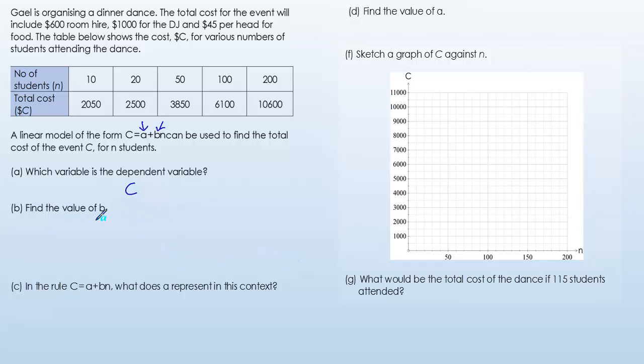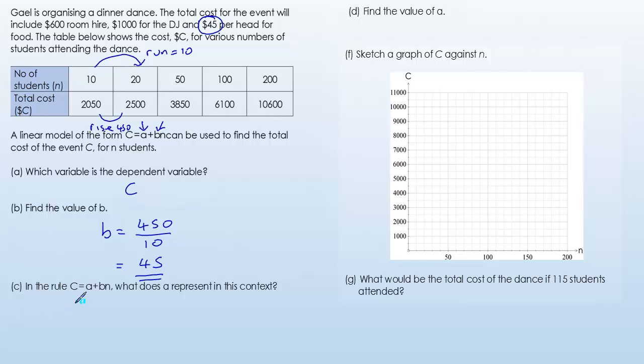We want the value of B, so that's just going to be a straightforward rise over run. And in here we can see that the run equals 10. Remember, n is the independent variable, so that is the run. It's going to be the horizontal. And if we look here, that's the rise, and we can see that that is 450. So B is going to be rise divided by run, which is 45. And we could have got that from here, because it's going to go up by $45 per person.